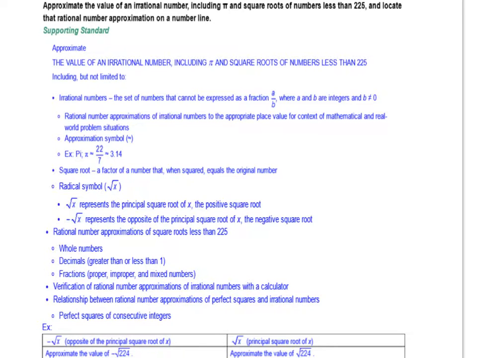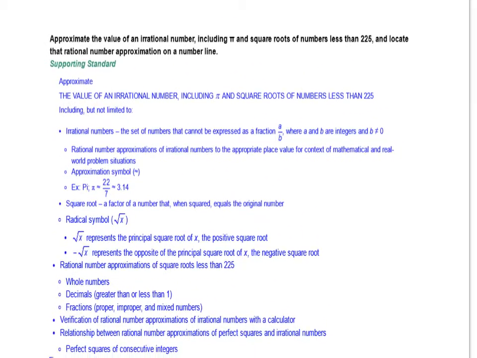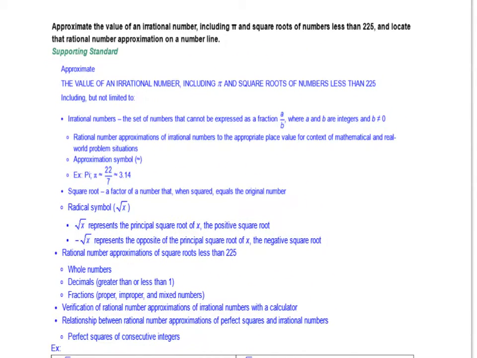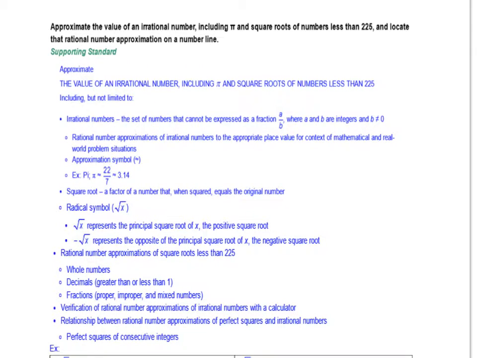So when we're working with 8.2b, they're asking us to approximate the value of an irrational number. Okay, so let's take a look. We just talked about what irrational numbers are. We said that they are numbers that cannot be expressed as a fraction. Rational number approximation of irrational numbers to appropriate place value for content of the mathematical and word problem situation.